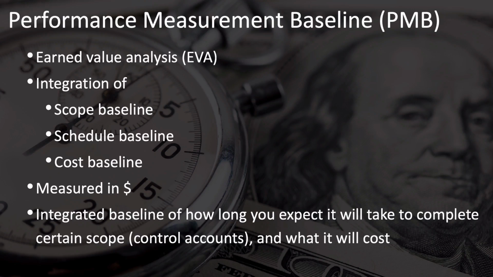The performance measurement baseline is an integration of your scope, schedule, and cost baselines that is used for earned value analysis. It's measured in money, and you can think of it as an integrated baseline of how long you expect it will take to complete certain scopes of work based on your control accounts, and what these scopes of work will cost.